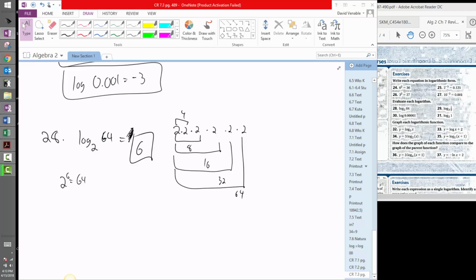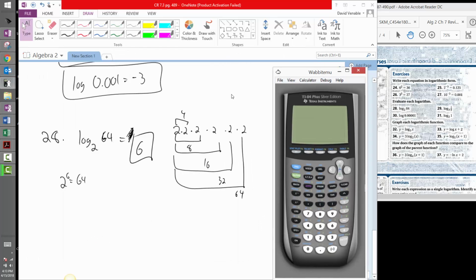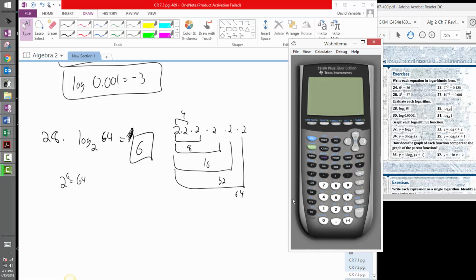Now, in your calculator, there's 2 ways you can do this. If you're allowed to use your calculator on a question like this, here's one way. Now, the log button, unfortunately, let me do something that's not the right way. Let me try hitting log. If I just do log of 64, well, notice how it does not give me 6. Well, that's because this is log base 10. So we have to fix it.